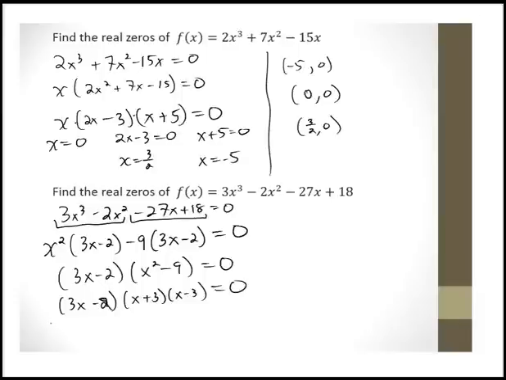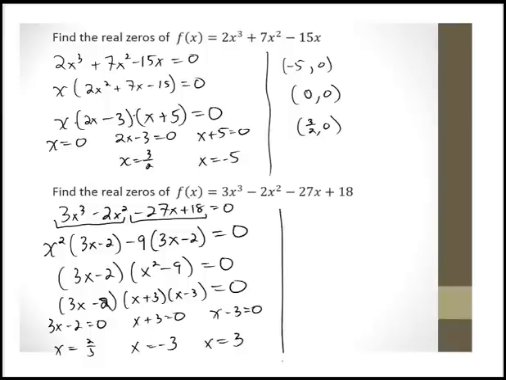So I have 3x minus 2 equals 0, which implies that x equals 2/3. I have x plus 3 equals 0, implying that x equals negative 3. And I have x minus 3 equaling 0, which implies that x equals 3. So I have 3 x-intercepts, 3 zeros, at negative 3, 0, 2/3, 0, and 3, 0.